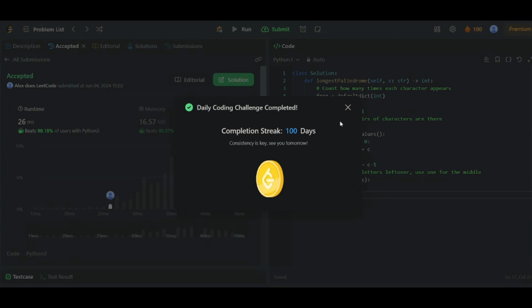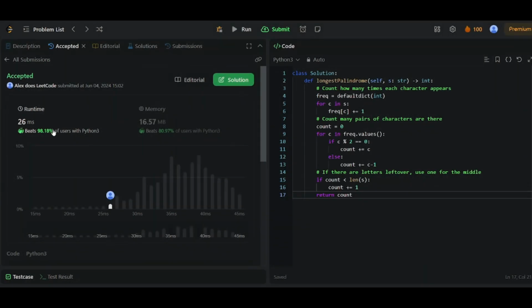Alright. It beats 98.18% of users with Python 3. So this seems pretty good to me.